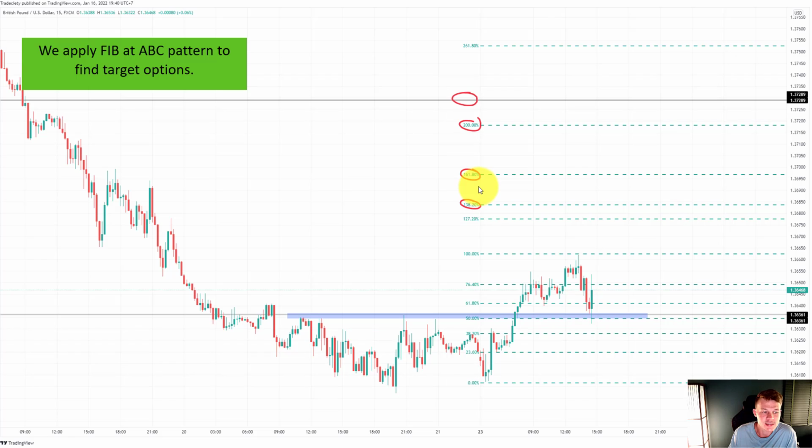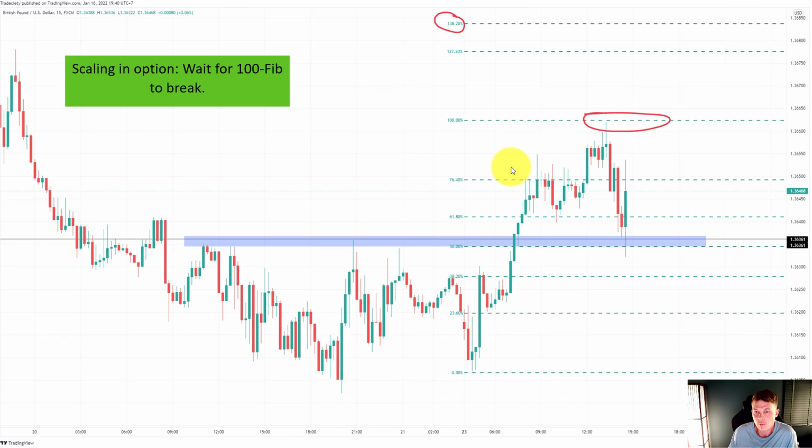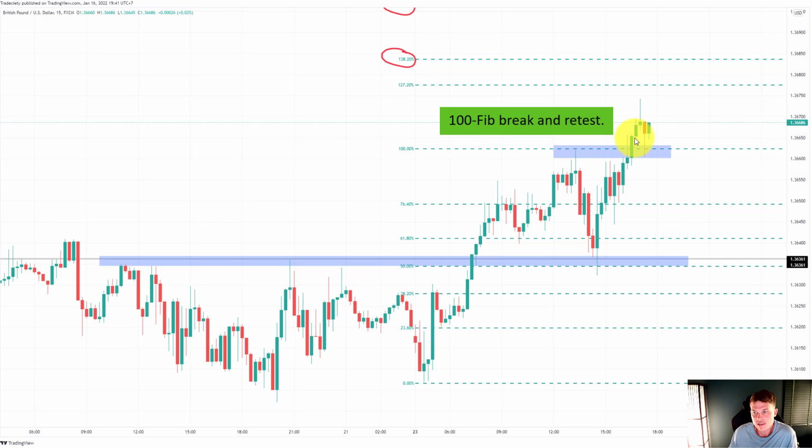And what you will often see is that traders scale out as the market hits 138, 161, 200. Another way of scaling into a trade rather than out of a trade is to wait for the market to break out of the 100. So if you get in on a retest on the first position and want a strategy to scale in, you could think about scaling in once the market breaks the 100. This is what you would see now, a break and retest of the 100.